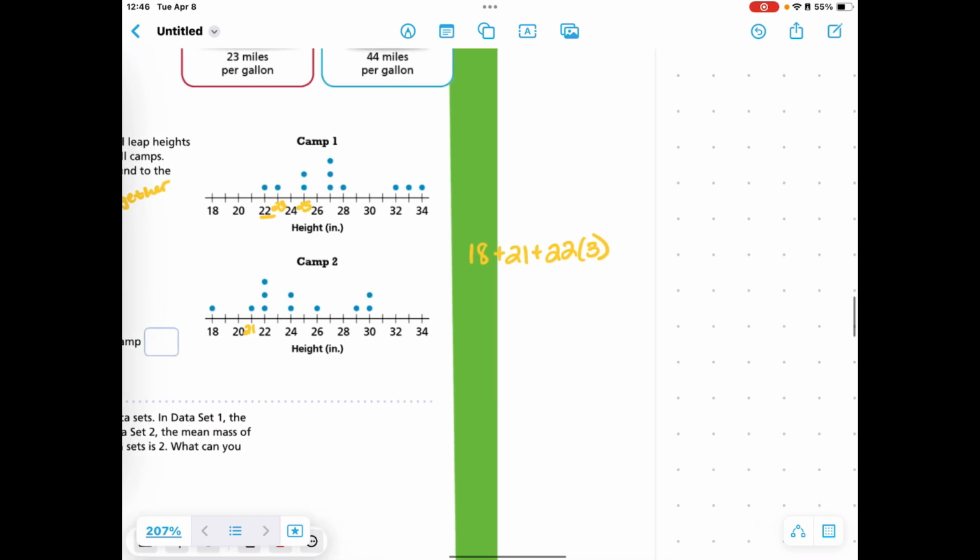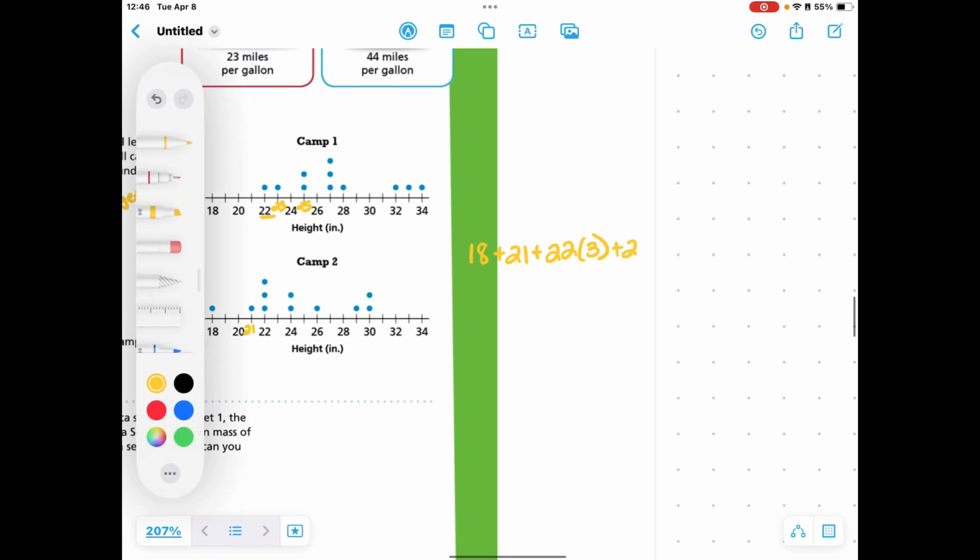Plus, there's 2 24s, plus a 26, plus that between there is a 29, plus 2 30s, and then plug that into the calculator. So 18 plus 21. 22 times 3 will be 66. 24 times 2 is 48, plus a 26, plus 29, plus 30 times 2 is 60.